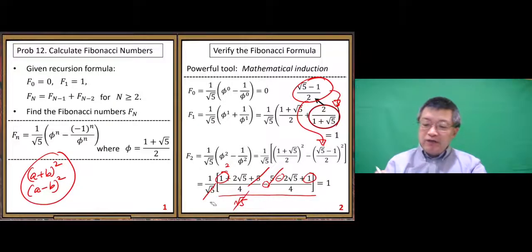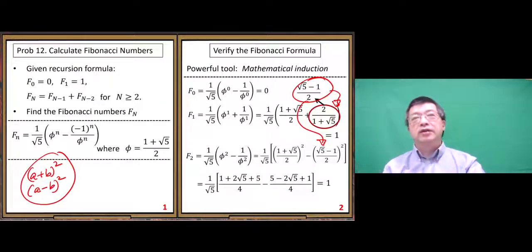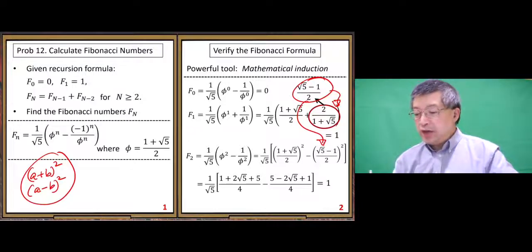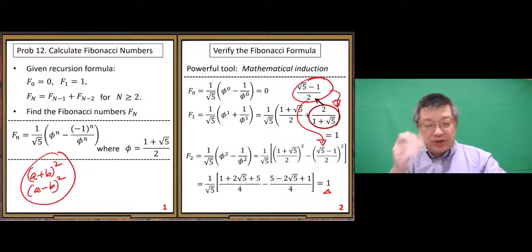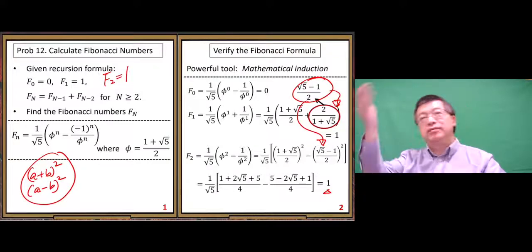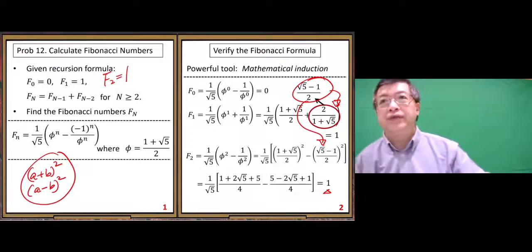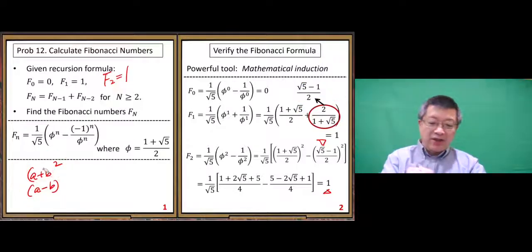Okay? So F2, after some algebra calculation, you also get 1. That's the same as the direct calculation. 0 plus 1 equals 1. So that is correct. F2 is correct. All right, so we practice F2.